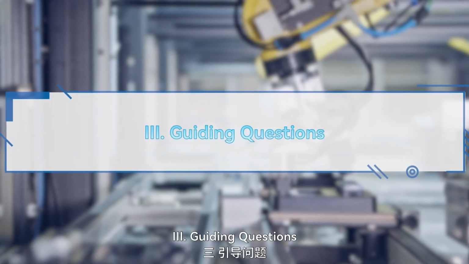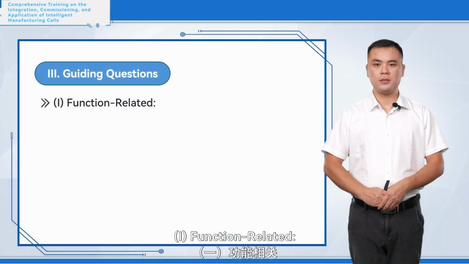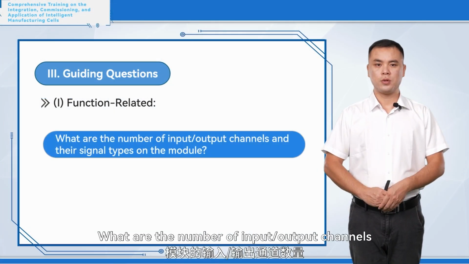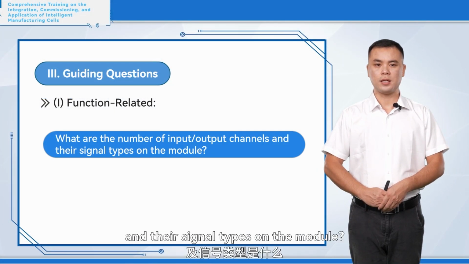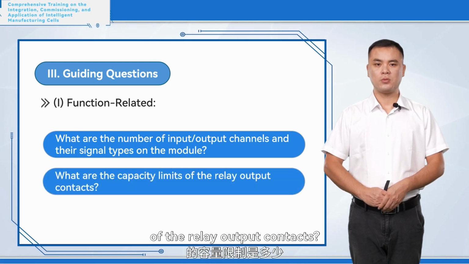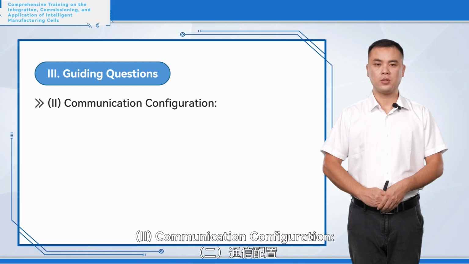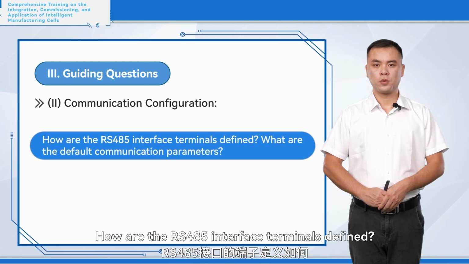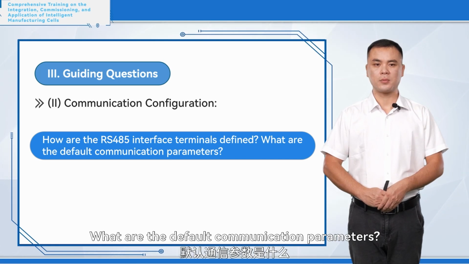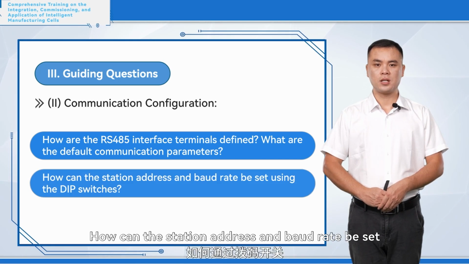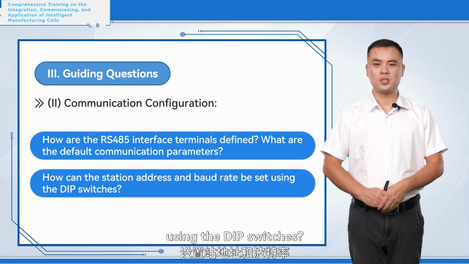3. Guiding questions. 1. Function related. What are the number of input-output channels and their signal types on the module? What are the capacity limits of the relay output contacts? 2. Communication configuration. How are the RS-485 interface terminals defined? What are the default communication parameters? How can the station address and baud rate be set using the DIP switches?